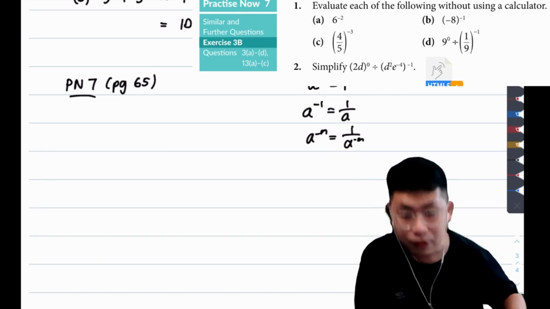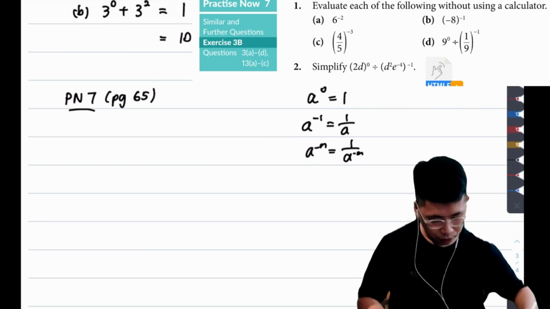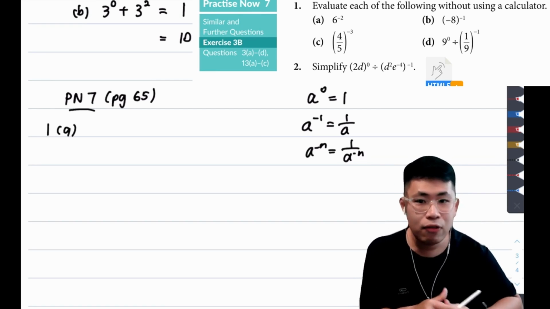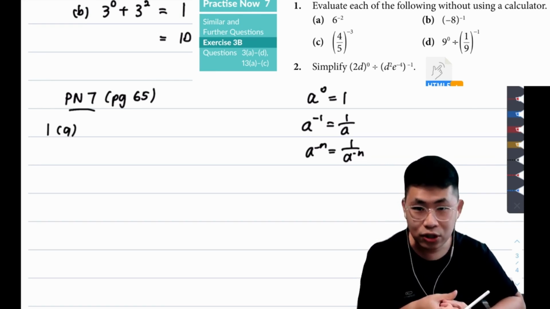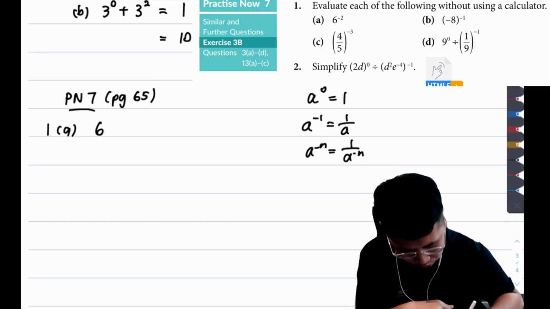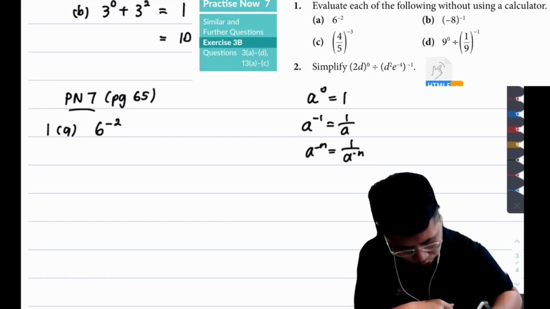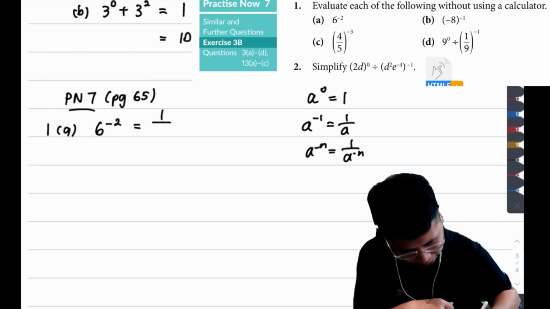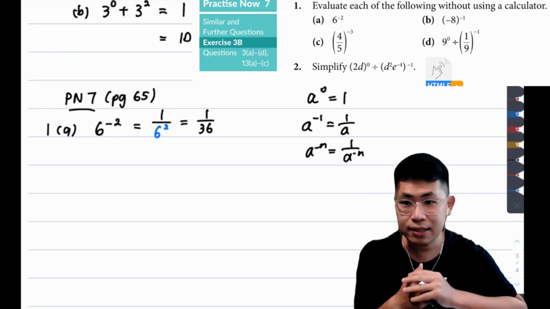Okay, we are ready. So we have question 1a. Evaluate means find the value of each of the following. So we have 6 to the power negative 2, and what does this equal to? This actually equals 1 over 6 squared. And what is 1 over 6 squared? It means 1 over 36.